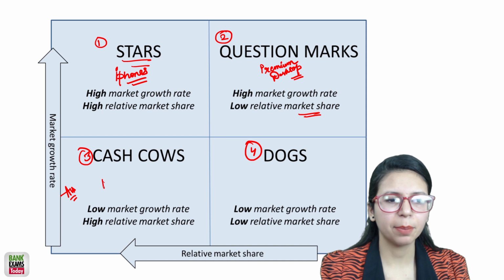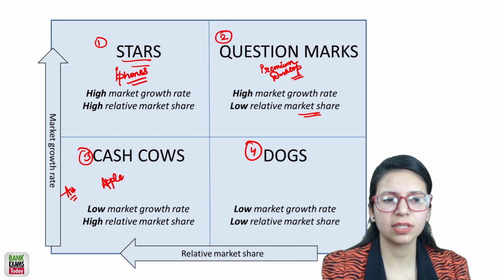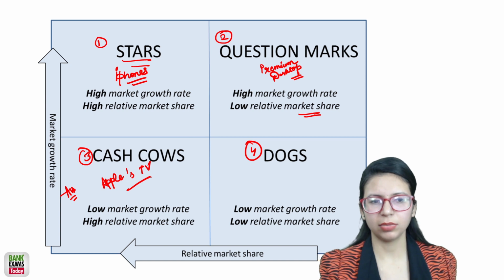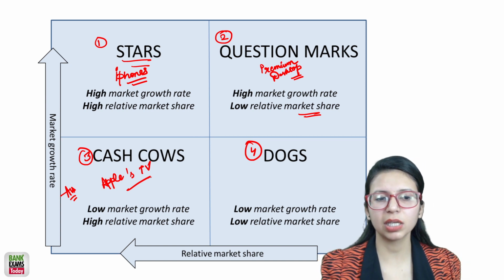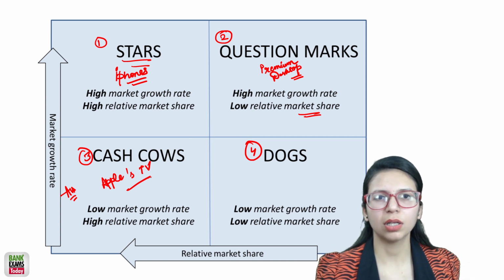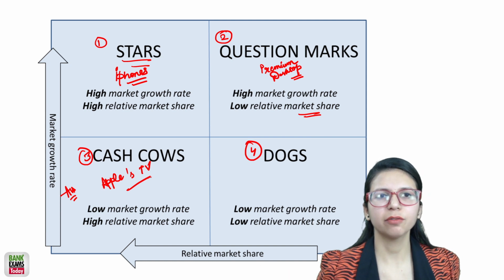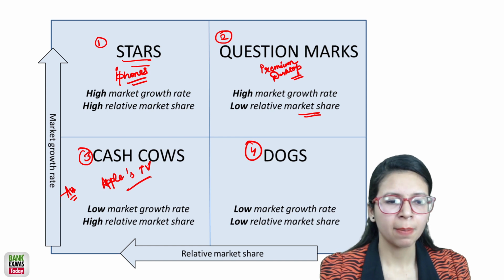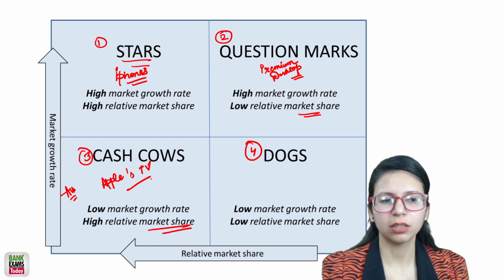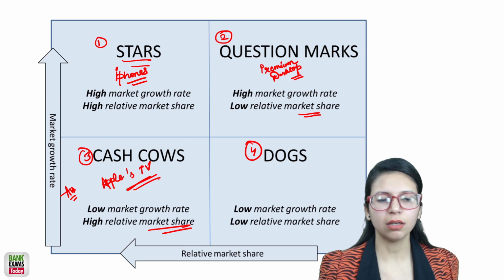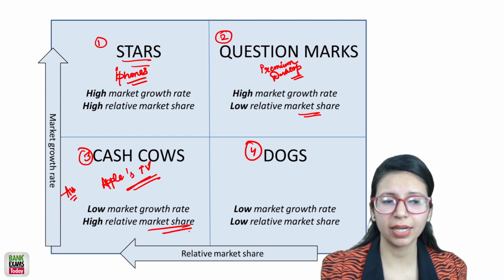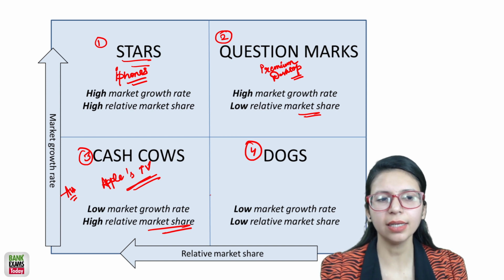Now here, Apple's TV can be the example. Their growth rate is very low because there is less chance that in future people might be interested in buying the Apple TV. But the TV is costly and it has a relatively high market share in the market.